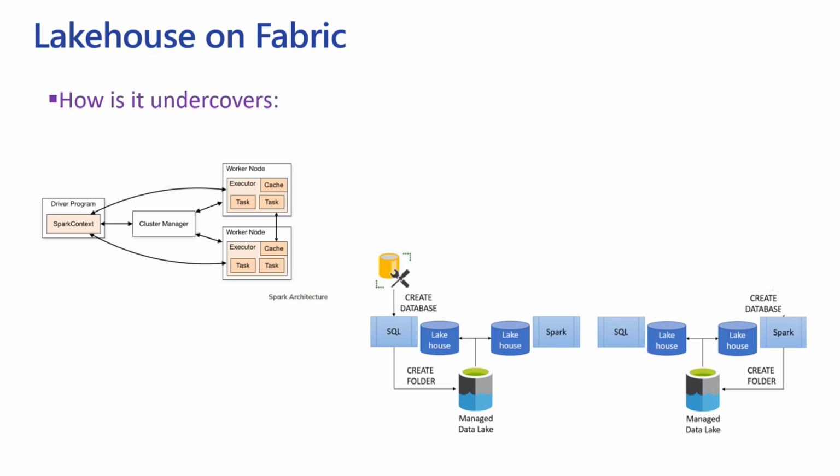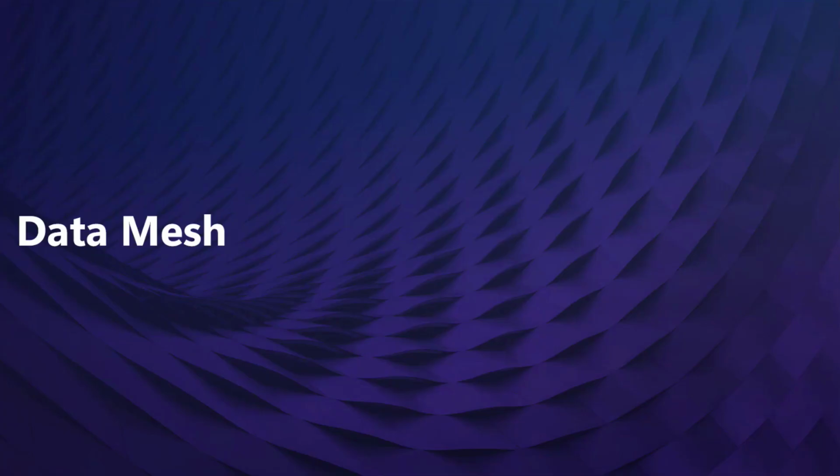And as Lydian demonstrated already, we have different options on Lakehouse, in Fabric and in Synapse. But overall, we saw already how our Spark engine within Fabric is more efficient, dynamic, and can actually deliver more with less complexity than we have on Synapse. So let's move to the new kid on the block, that is data mesh.